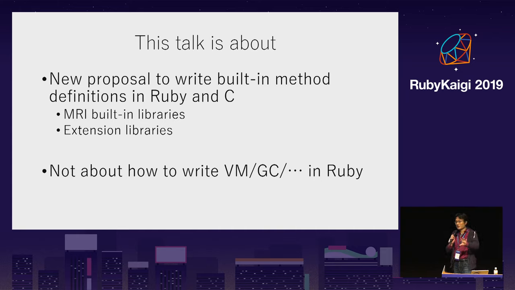As you know, MRI, the Ruby command, is written in C language. And also, some extension libraries are written in C. So this proposal is to add a new framework to write such built-in libraries and extension libraries in Ruby with C. This talk is not about how to write a garbage collector or a virtual machine or other low-level features in Ruby. So if you are interested in writing an interpreter in Ruby, Endo-san's book, Ruby de Tsukuru Ruby, is recommended.